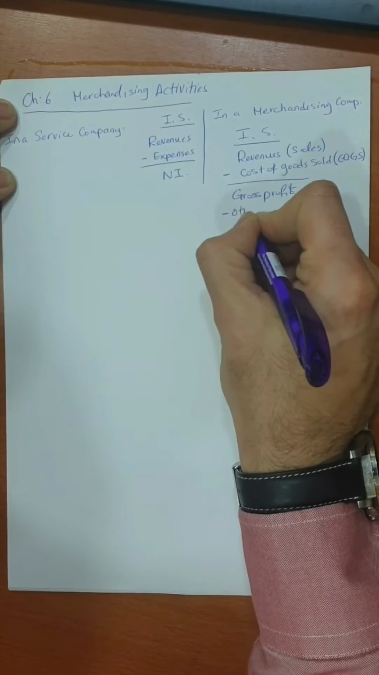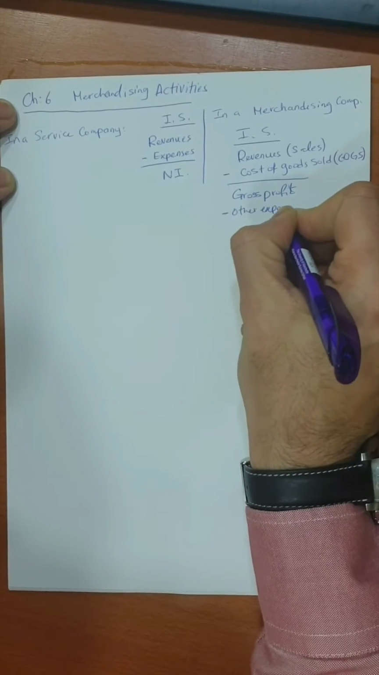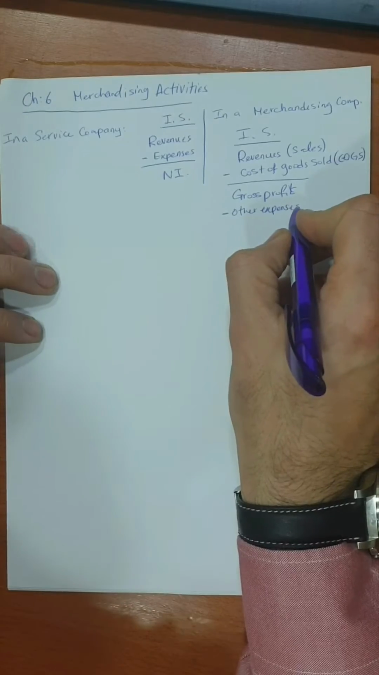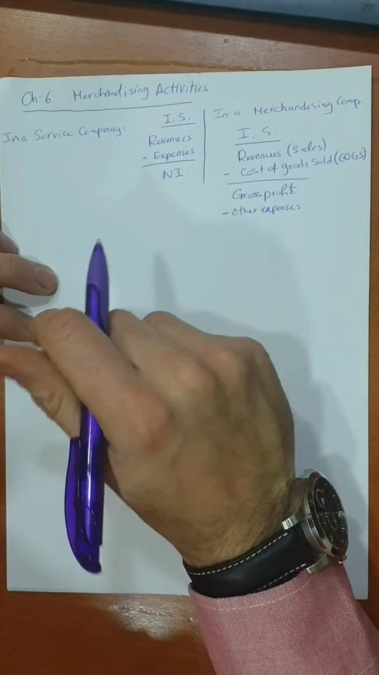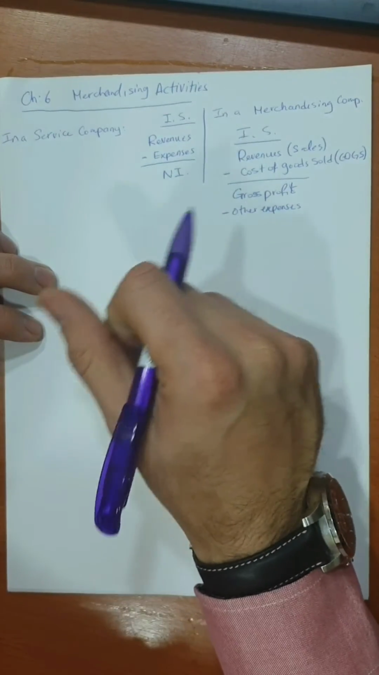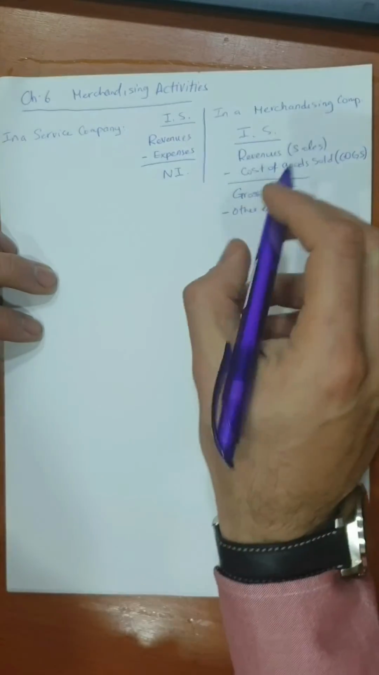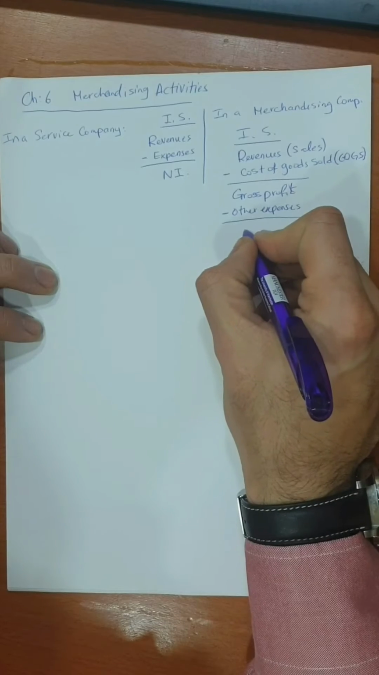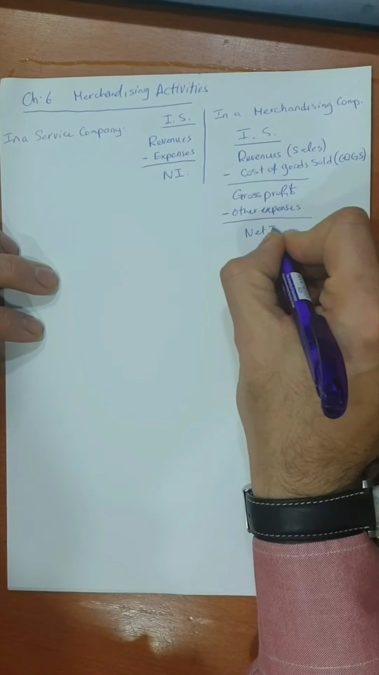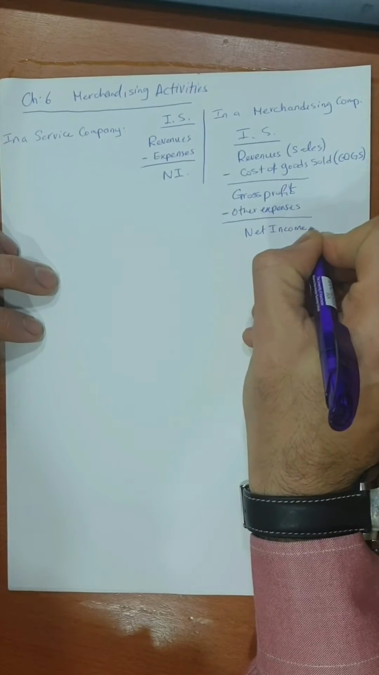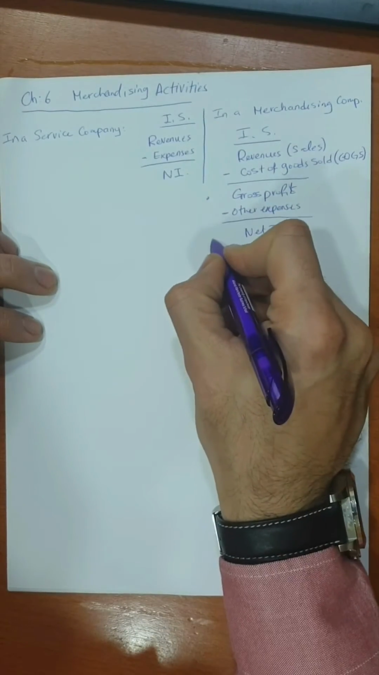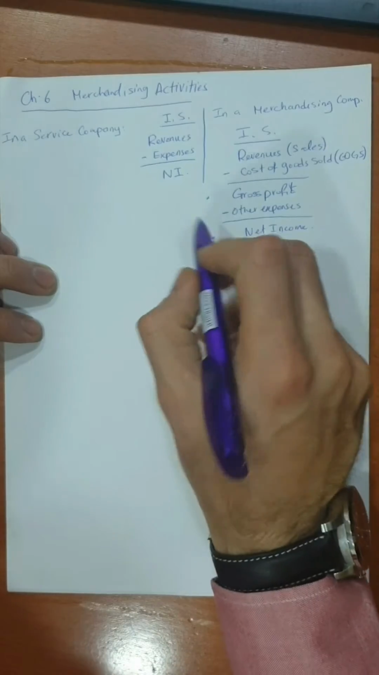Then we deduct other expenses, and these expenses are multiple, including depreciation expenses, utility expenses, salaries expenses, wages, taxes, interest, and so on. All of these expenses, when they are deducted from the gross profit, you will end up with net income or net profit.